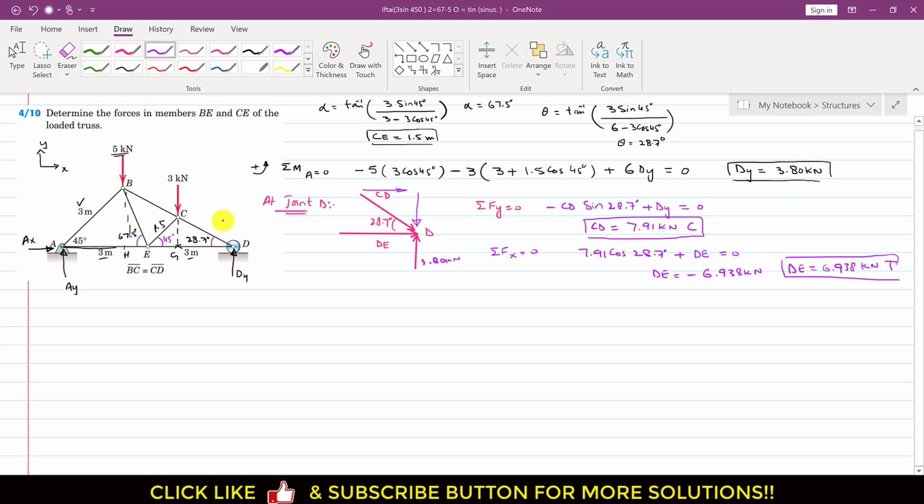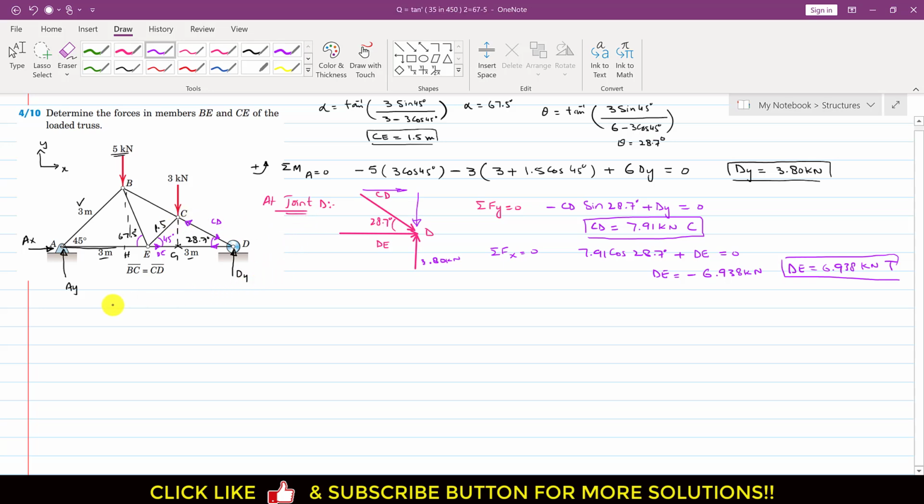Now we can represent that CD force here in this diagram. CD force is compressive, so it is acting towards the joint. DE is tension force, so it is acting away from the joint. So at this joint C, this CD force will be acting towards the joint since it's a compressive force, and this DE force will be acting away, right? So this is DE and this is that CD.